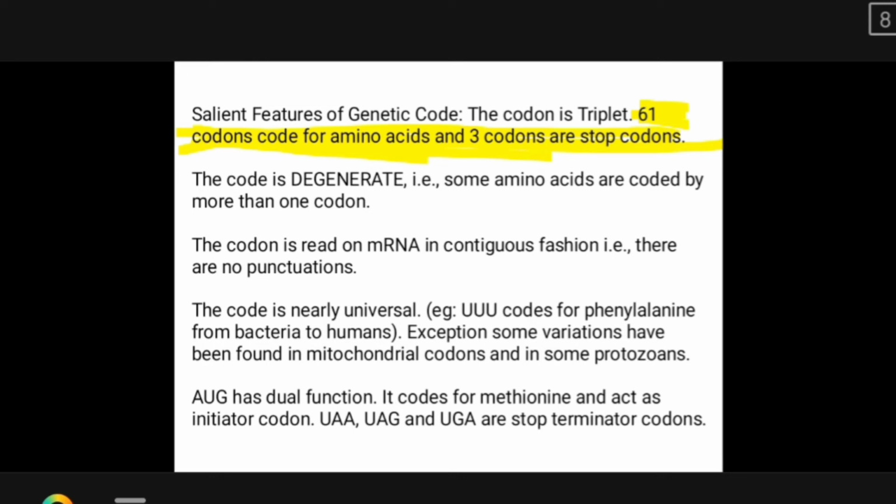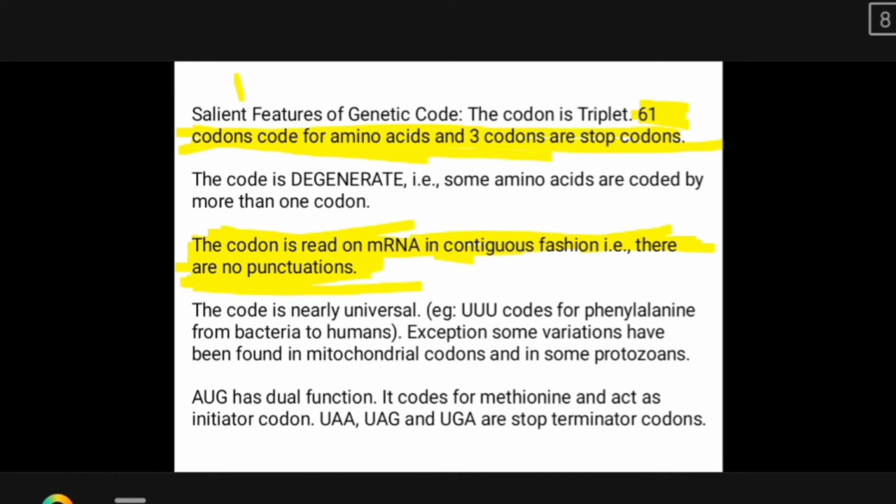The code is degenerate, that is, some amino acids are coded by more than one codon, and the code is highly specific. Each codon codes for only one amino acid, and hence the code is specific and unambiguous. But some amino acids are coded by more than one codon, and hence the code is also called degenerate. And a codon is read on mRNA in a contiguous fashion, that is without any commas or any other punctuation, hence it is called comma-less.